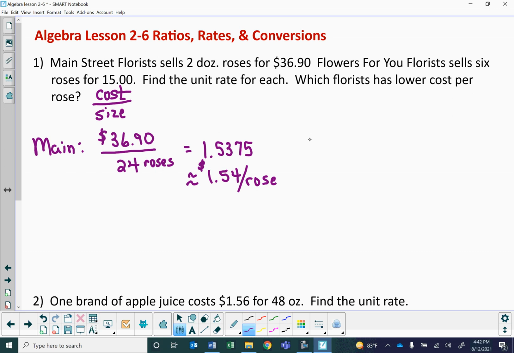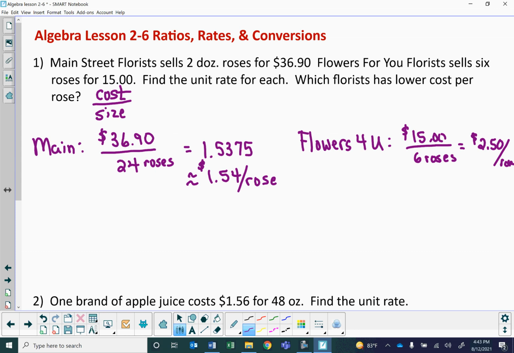Flowers for You sells 6 roses for $15. So $15 per 6 roses. If I take my calculator and divide 15 by 6, I'm going to get a whole number here, $2.50 per rose.